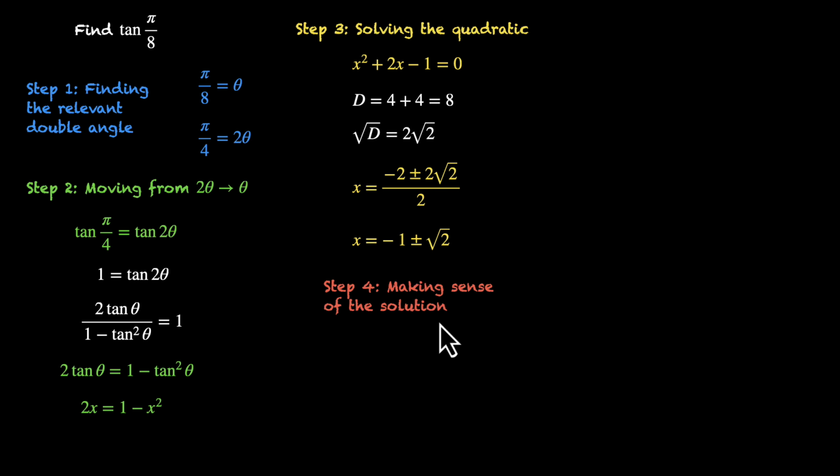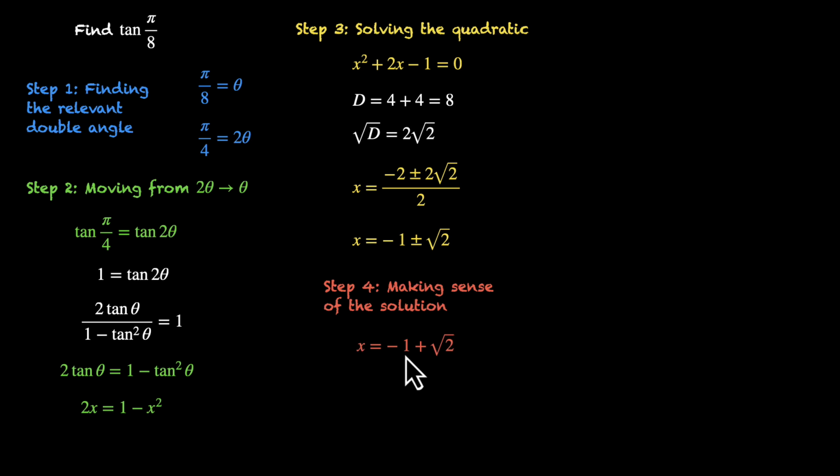Step 4 is making sense of the solution. We're getting two values because we're solving a quadratic, but only one of these values makes sense. So let's think about it. One value is minus 1 minus root 2 and the other one is minus 1 plus root 2. Minus 1 minus root 2, taking the negative sign, gives us x as a negative quantity. X is tan theta, which is tan pi by 8, which is not a negative quantity. Pi by 8 is in the first quadrant, that's 22.5 degrees, and tan in the first quadrant is not negative, it's actually positive. So this is an incorrect value.